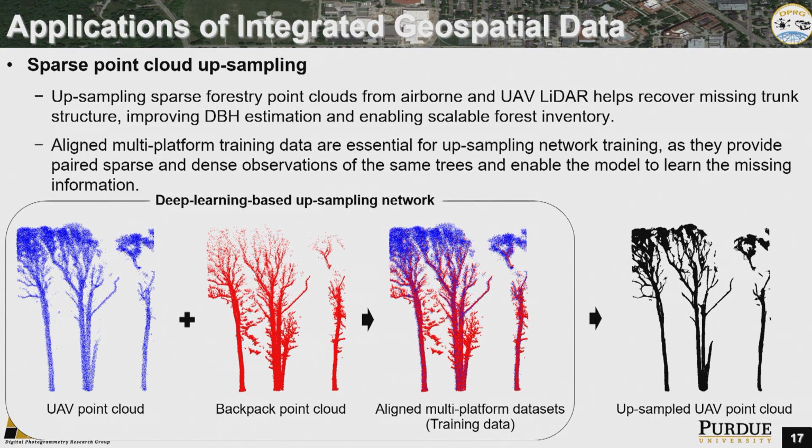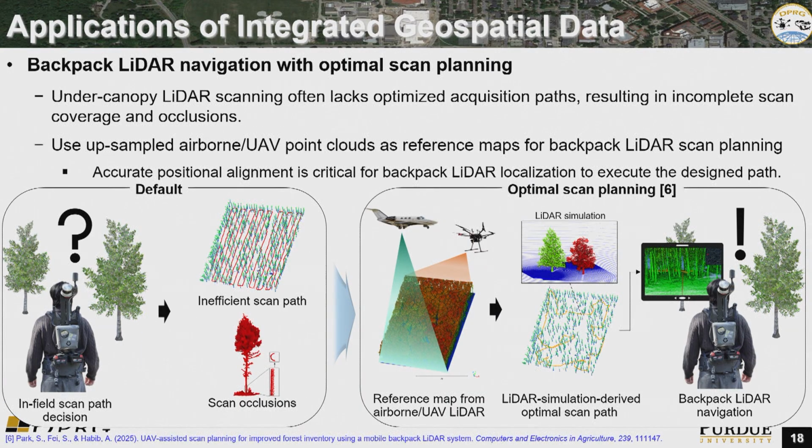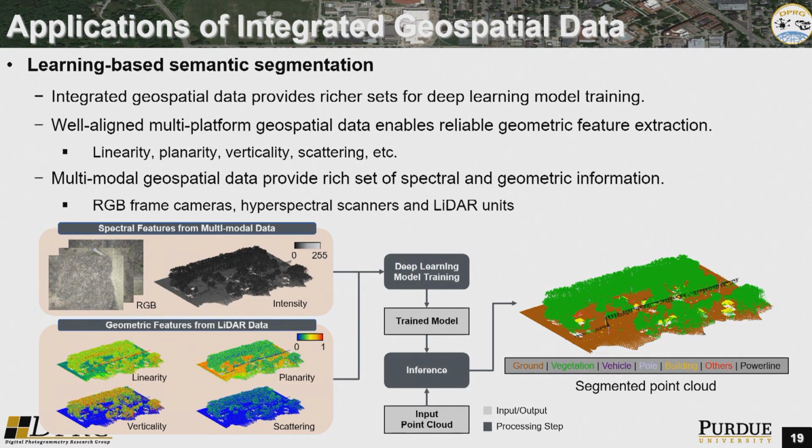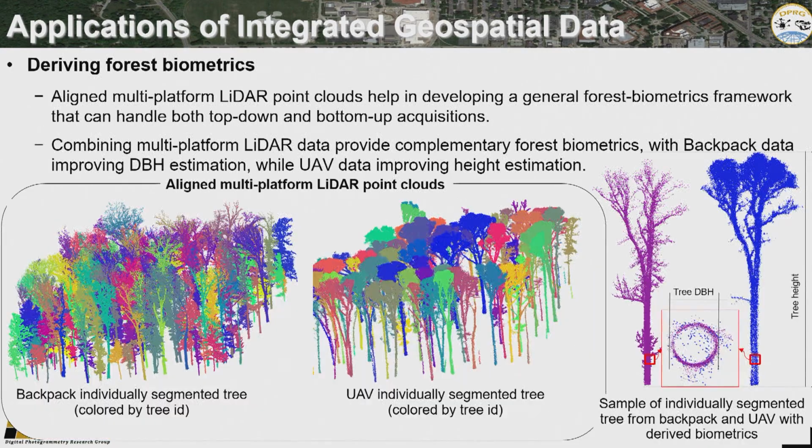These are just some of the examples, like upsampling networks. If you have training data from backpack, UEV, airborne, geolocation accuracy is very important. Path planning as well, having an idea about UEV data and how you design your backpack model to get the best trajectory, that's another example or need. The semantic segmentation as well, training the model to deal with multiple data sets from different platforms, different modalities at different times. That's very important.